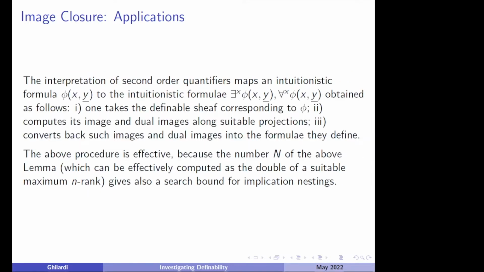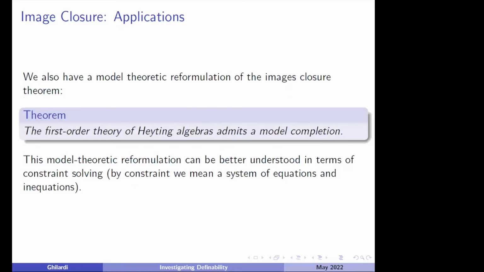And the interpretation of second order quantifiers maps a formula to the intuitionistic formula that you can obtain in the following way. Take the definable sheaves corresponding to the formula, take the image or the dual image, compute the index of it, and then you come back to the formula. The procedure is completely effective, although it is absolutely not optimal, and it is not very well known what the complexity of such a thing is. But still, this is an effective procedure.